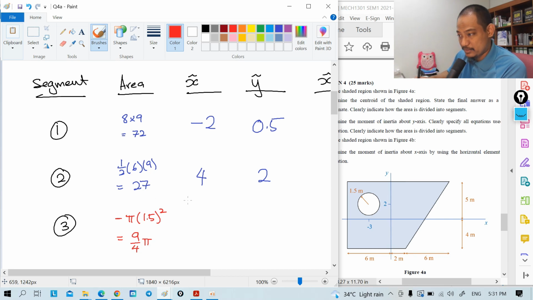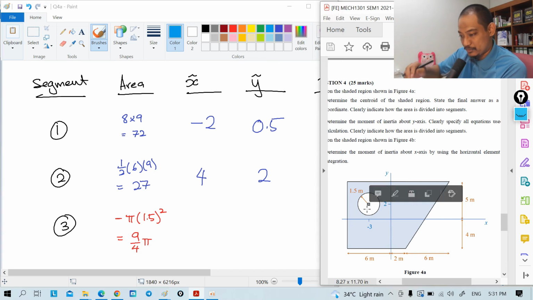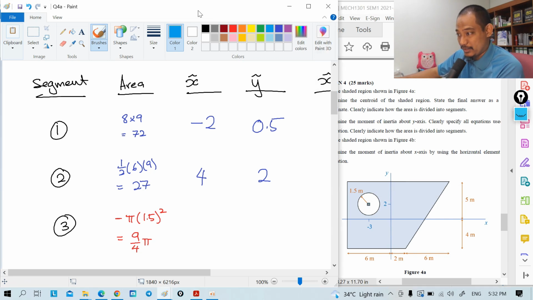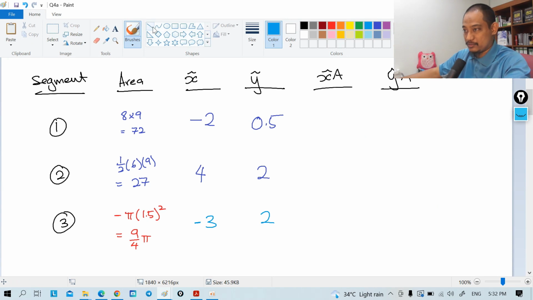Okay, for x, because it's there, the x value is simply -3. So -3. Y is +2. The rest is calculation, so let's calculate.